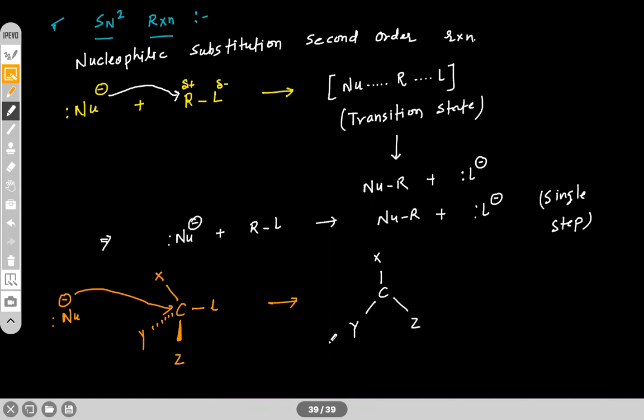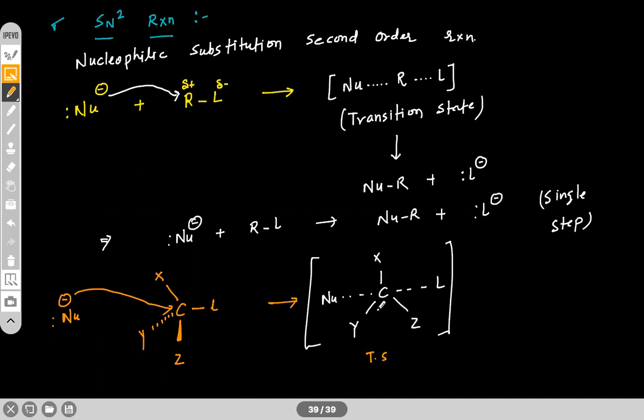These three atoms or molecules come into the same plane. On one side we have the nucleophile, and on the other side we have the leaving group. When you look at this, the carbon tends to form five bonds here: 1, 2, 3, 4, 5. Five bonds here, correct? Which is not possible, right? That's why this transition state forms only for a fraction of time.